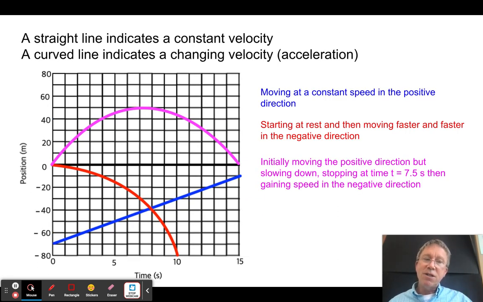Now, what if the slope doesn't stay constant? If the slope is constant, the velocity is constant. So I look at this blue one here, and I can calculate its velocity. I see it is traveling at constant positive velocity.